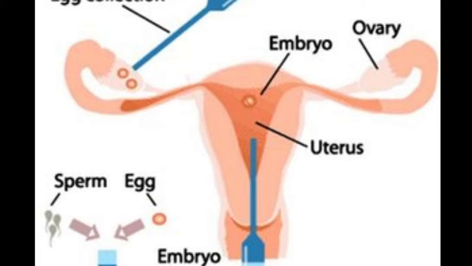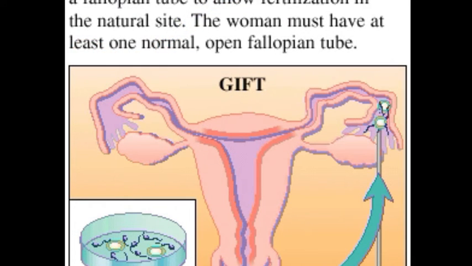Now the third method. Many times boards raise this type of question: what is GIFT? GIFT stands for gamete intrafallopian transfer. This method involves taking the egg and sperm from the human body and introducing them directly into the fallopian tube before fertilization has occurred. First the egg and sperm are collected in a syringe and then transferred into the fallopian tube, and fertilization occurs naturally in the fallopian tube.